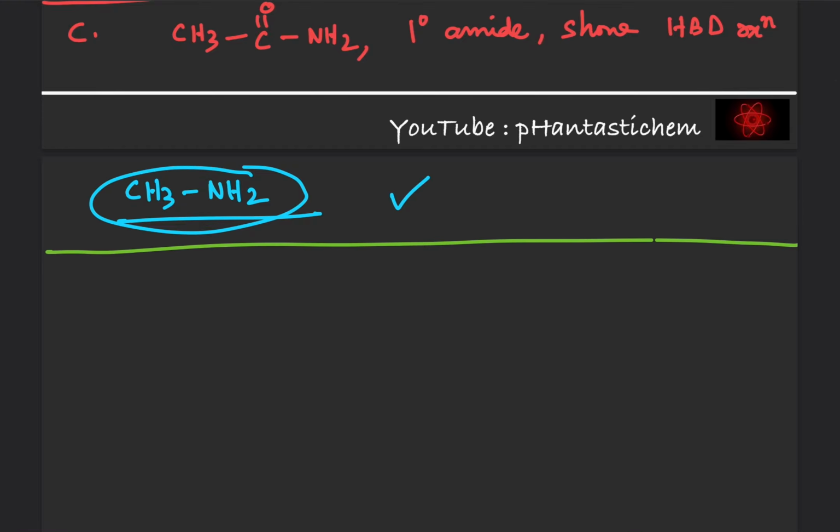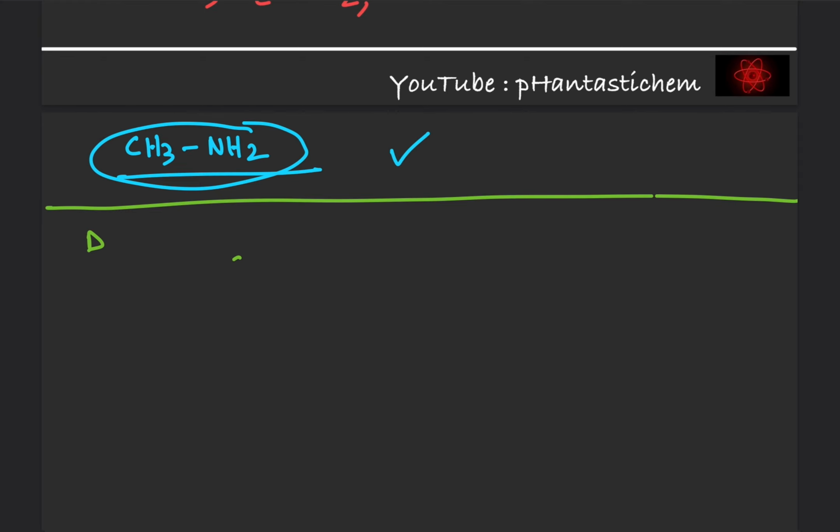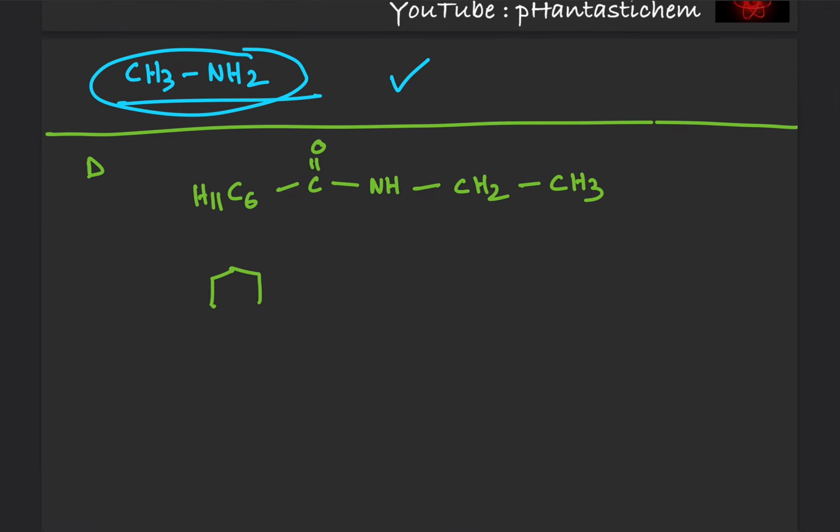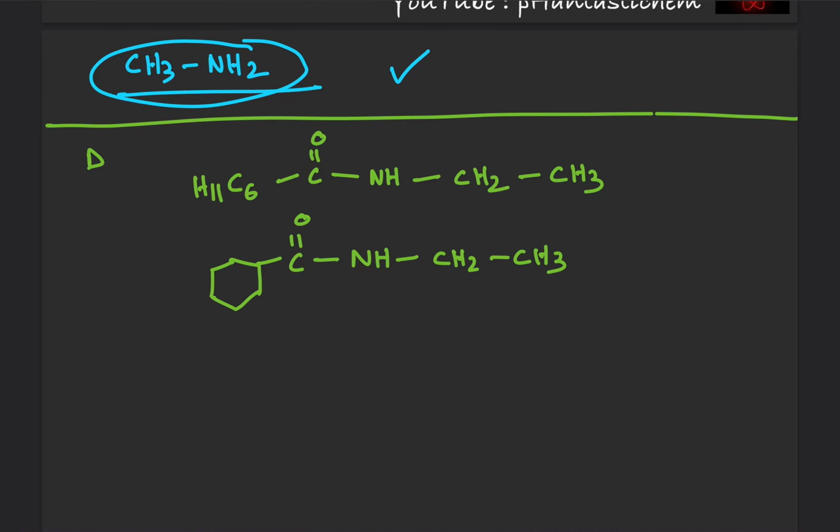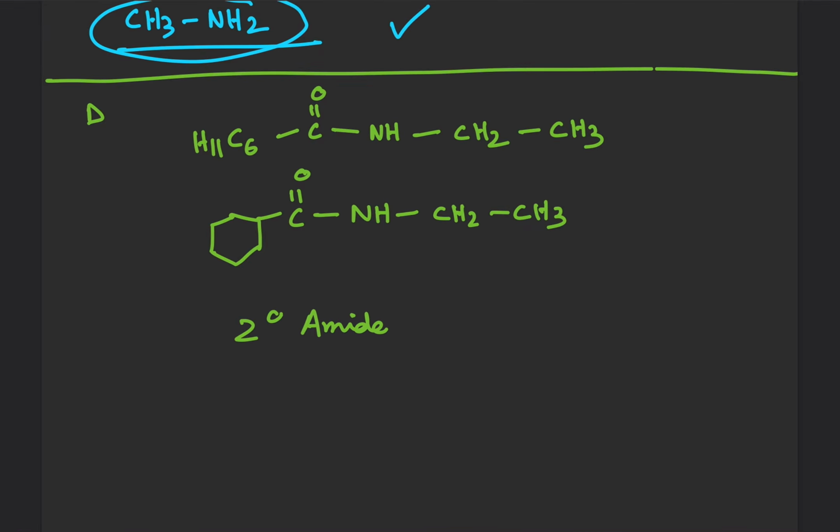Now coming to compound D, which is C6H11 C double bond O NH CH2 CH3. It can also be represented like this: C double bond O NH CH2 CH3. Okay, so it's a 2-degree amide, as nitrogen is attached to two carbons. So nitrogen is attached to one and two carbon. Okay, so therefore it does not undergo Hoffman bromide degradation reaction.